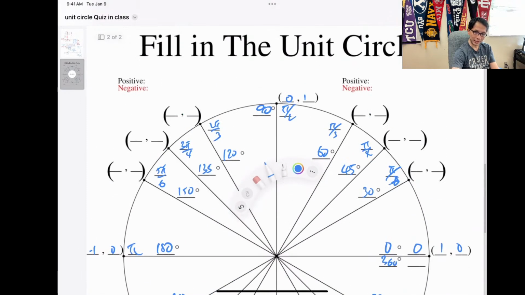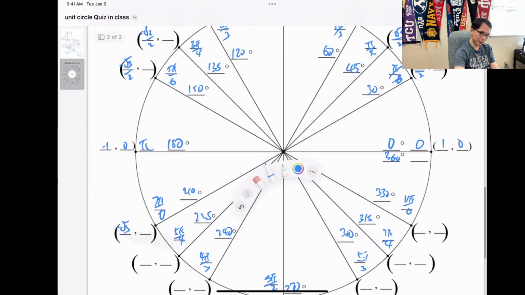Okay, and then that's gonna give you the square root 3 over 2, square root 2 over 2, 1/2, -1/2, negative square root 2 over 2, negative square root 3 over 2.